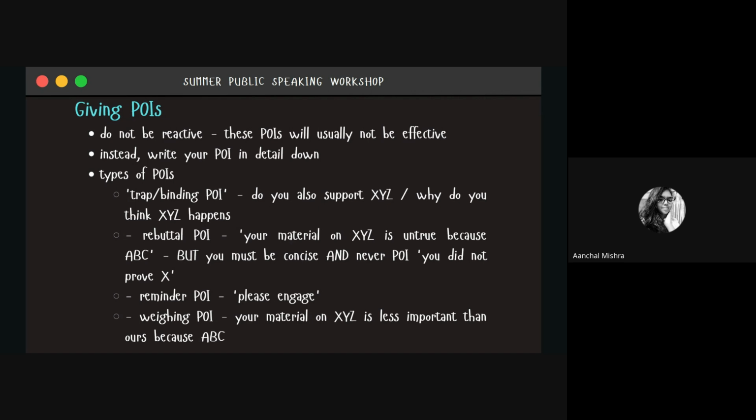When you spoke about weighing POIs, I had a question: are POIs necessarily a question, or can they be statements too? Because the weighing POI is clearly a statement. Yeah, POIs do not need to be a question. They could be a statement. They could ask for clarification of something they have already told, or they could be something new you try to bring up. So yeah, this is about giving POIs and types of POIs.